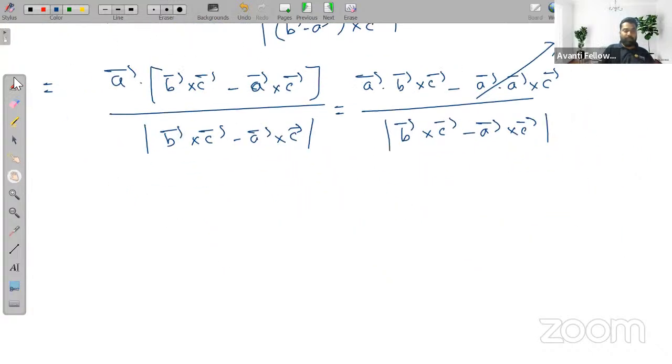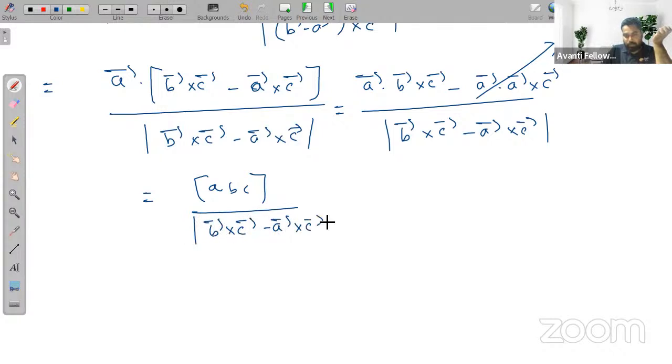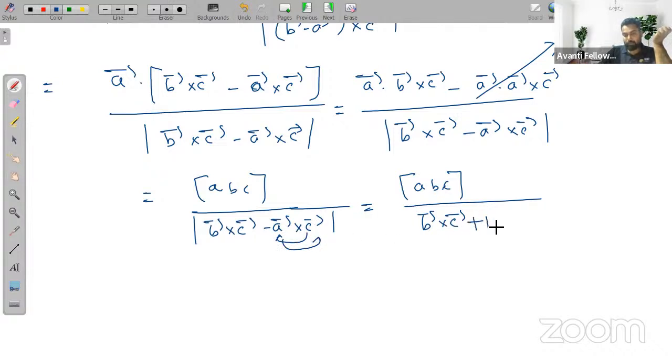So finally we have A dot B cross C, that is the box product of ABC, upon the mod of B cross C minus A cross C. Simply, if we change the direction of the vectors, rotating A cross C to C cross A, this will be plus, so the box product of ABC upon the magnitude of B cross C plus C cross A. So this is the answer.